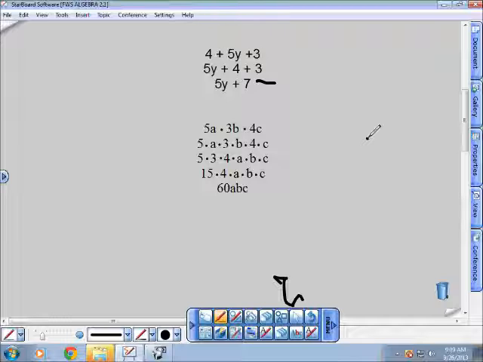So anytime I'm multiplying things together, I can move them around. So notice that I moved them around so that the numbers and the letters are next to each other. Well, I can multiply now when they're next to each other. 5 times 3 is 15, and 15 times 4 is 60. We don't know what A, B, and C are, so we just have to leave those the way they are.